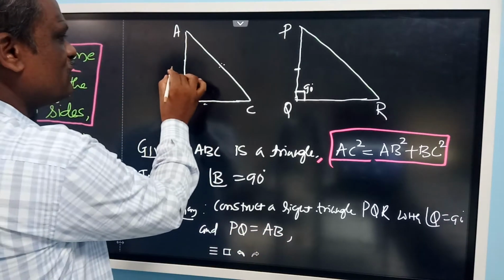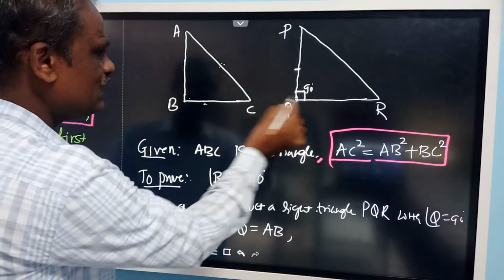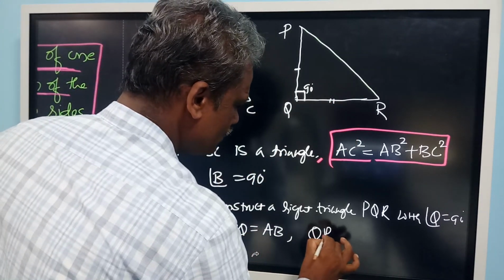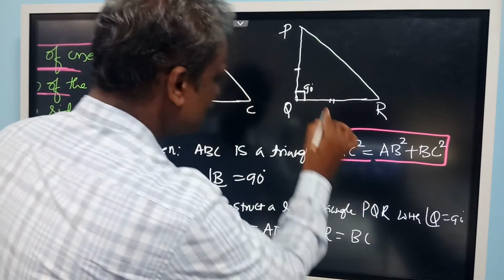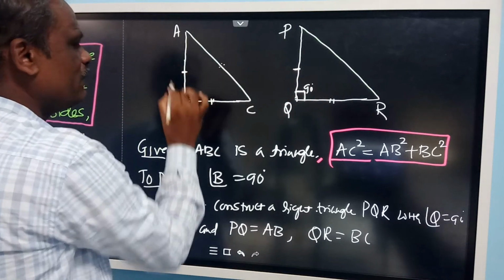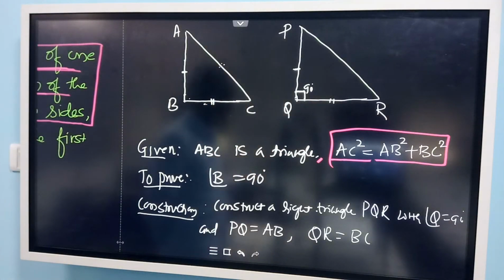Suppose this is 3 cm, then this must be 3 cm. And the second side, QR, should be equal to BC. So the first side should be equal to AB and the second side should be equal to BC. This is the construction that you have done, and this is a very important part.